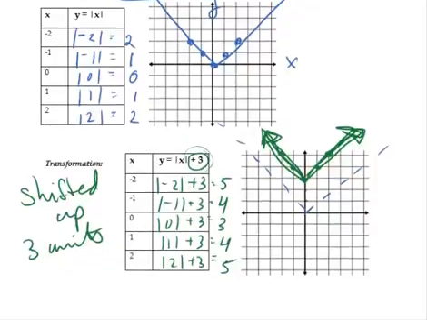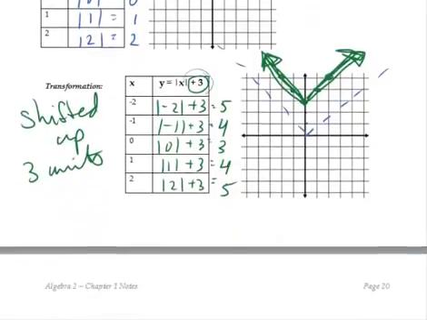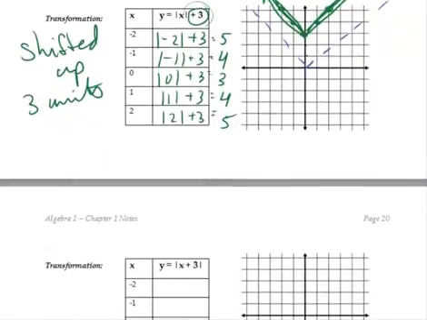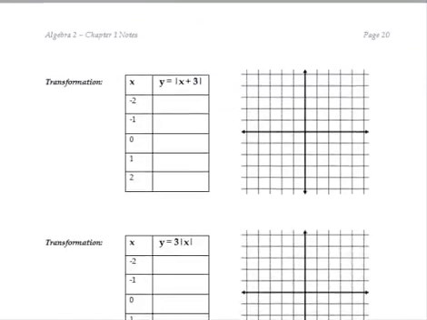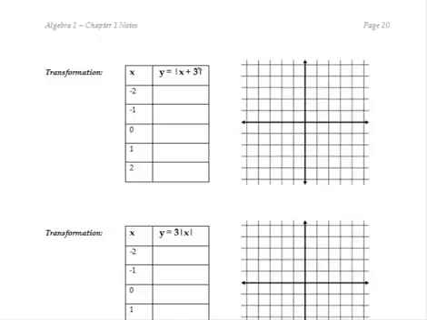Let's look at another example. So go to page 20. This time, we're still going to add 3, but we're going to add 3 to the inside of the equation. See how that changes it.